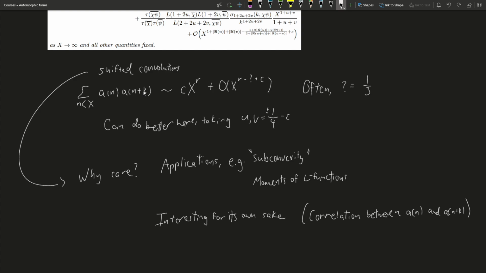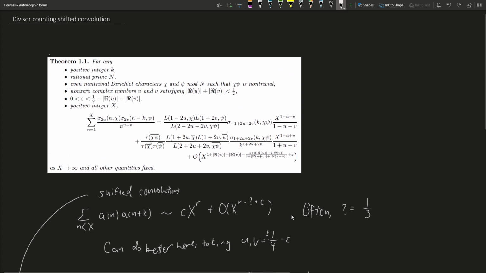Or, if you're told that n has a lot of divisors, then does that tell you something about how many divisors n plus k has? Does it have more than you would expect, fewer than you would expect? That's kind of an interesting question. And so I like these shifted convolution questions just for their own sake. I think they're inherently interesting as statistical questions.